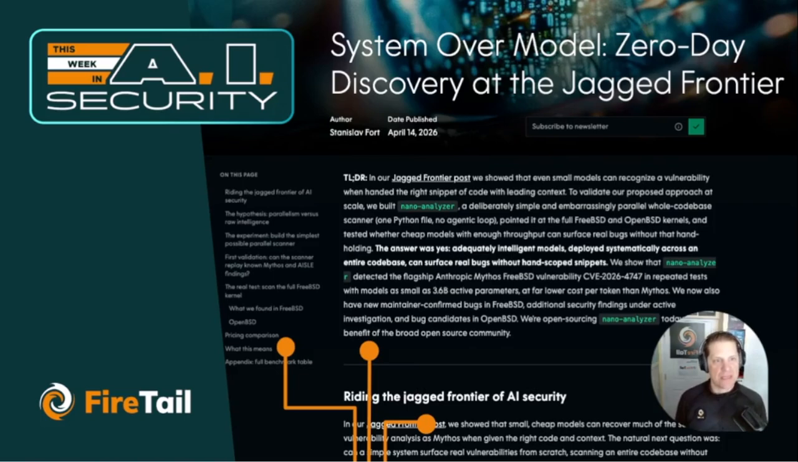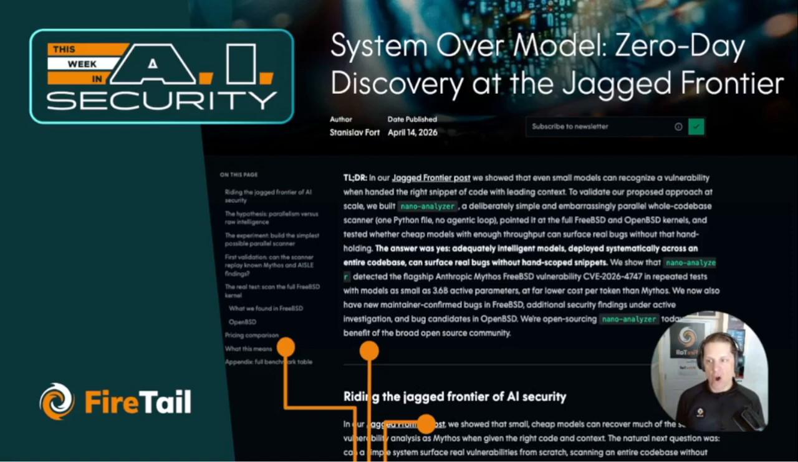Next is the jagged frontier. This is a really interesting analysis from a group that looked at Anthropic's Mythos, of course, an LLM with specific capabilities for source code analysis, looking for vulnerabilities, flaws in business logic, et cetera, that we're going to talk about a little more in a second. But what they found is that you can take smaller models like GPT 5.4 Nano and use them for similar types of analysis.